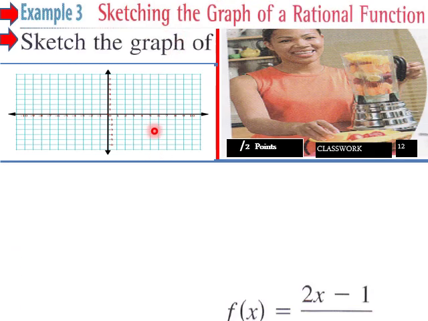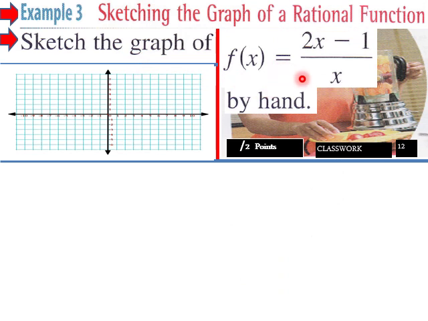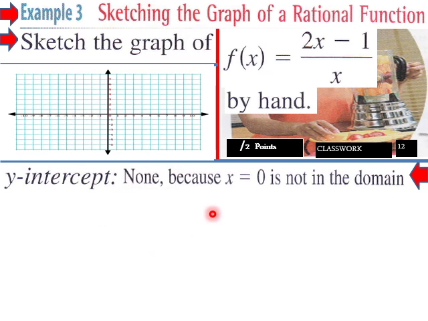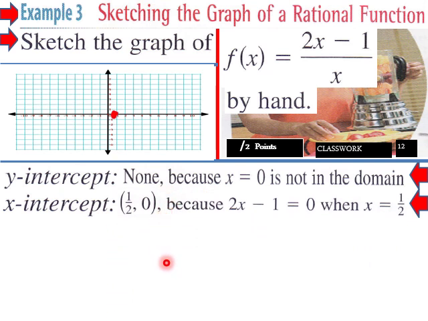So, sketching the graph of rational functions: sketch the graph of f of x equals 2x minus 1 over x by hand. So the y-intercept, none, because x equals 0 is not in the domain of the function. When x equals 0, it makes it undefined. So the x-intercept is (1/2, 0), because 2x minus 1 equals 0 when x equals 1/2. So this is your x-intercept here. When x equals 1/2, y would equal 0.